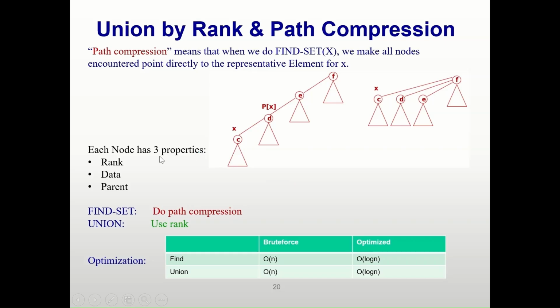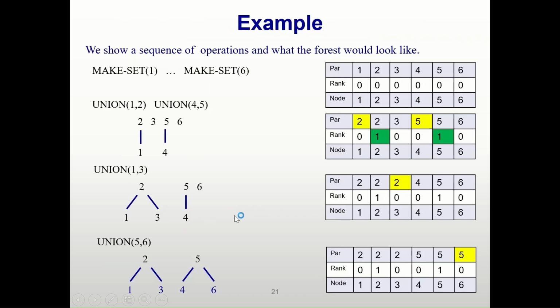Basically, each node has three properties. These are rank, data, and parent. On find set operation, the path is compressed, and on union operation, we use rank. Let's see an example step by step. We start by creating 6 separate sets using make set, where each node is considered an individual set. Then we perform a few unions. For example, union of 1, 2 and union of 4, 5.